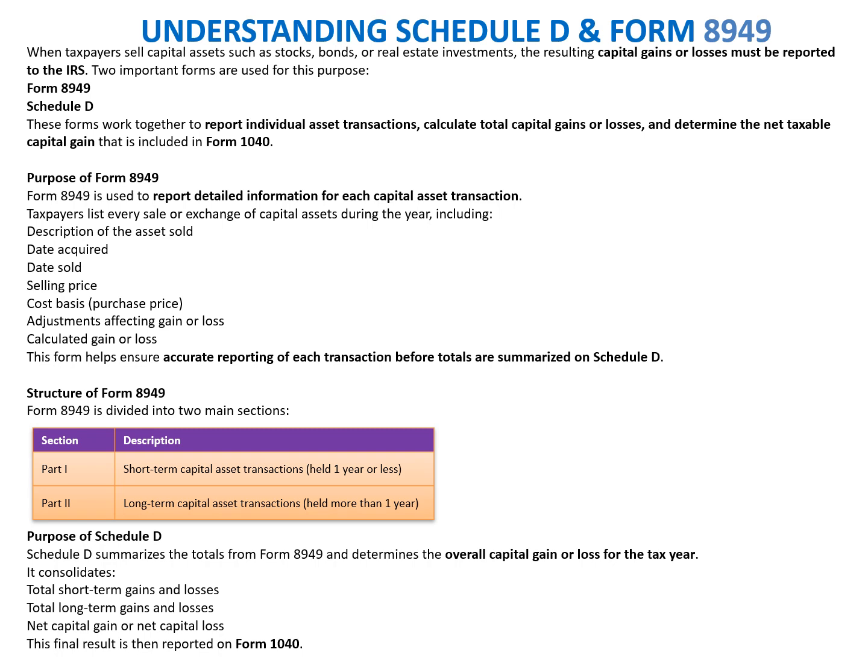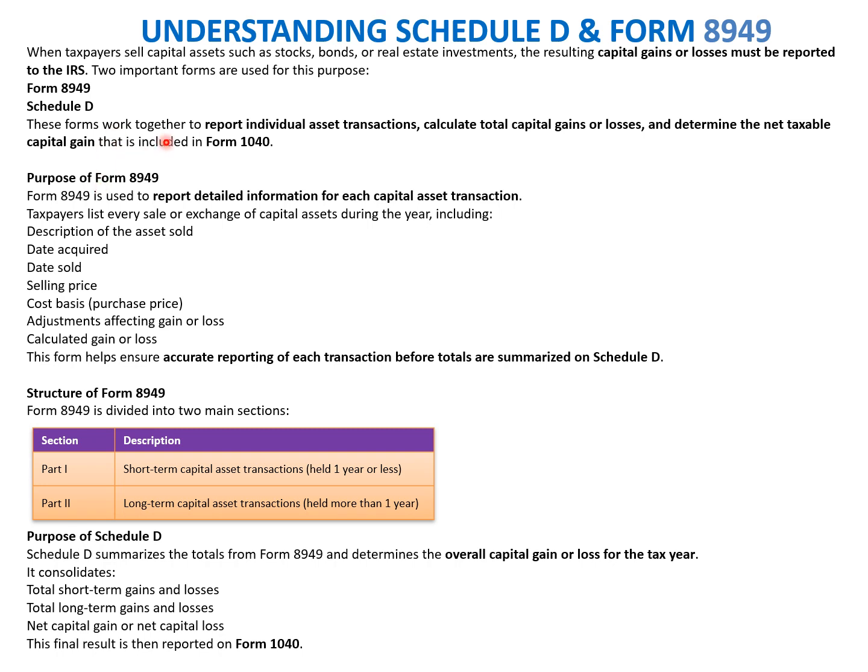Okay, so now we will talk about a very important concept of Schedule D and Form 8949, which is used to report capital gains or losses. When the taxpayer sells capital assets such as stocks, bonds, or real estate investments, the resulting capital gain or loss must be reported to the IRS. Two important forms are used for this purpose: Form 8949 and Schedule D.